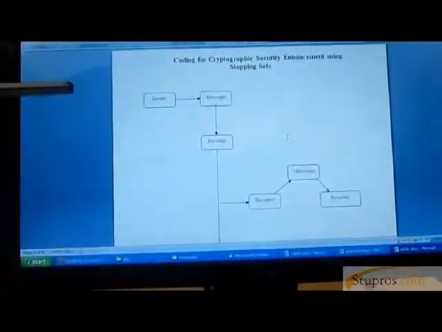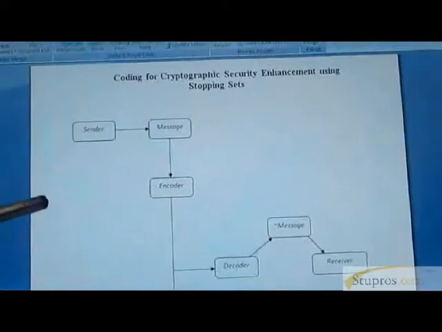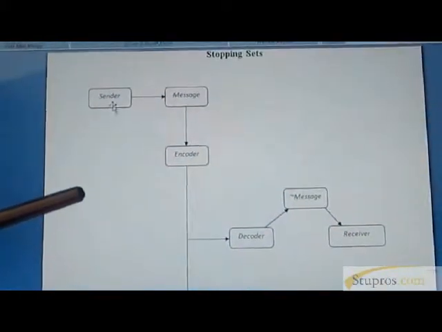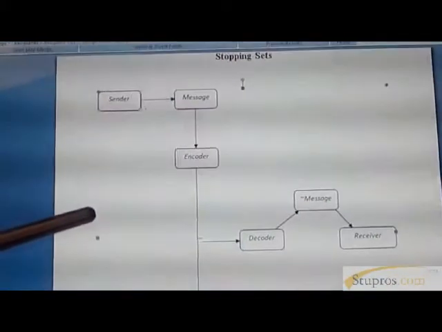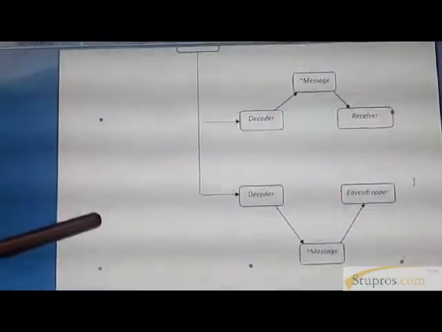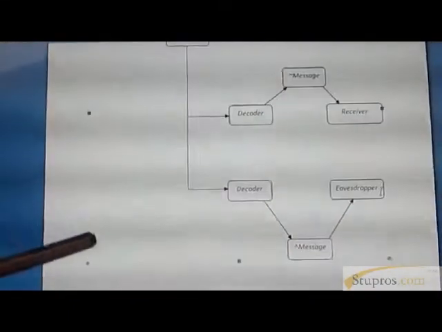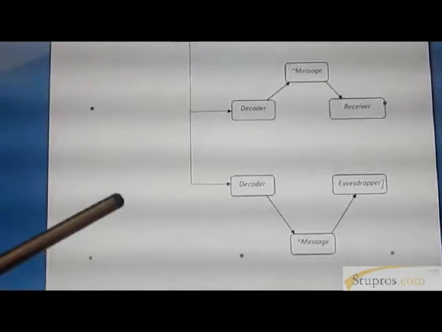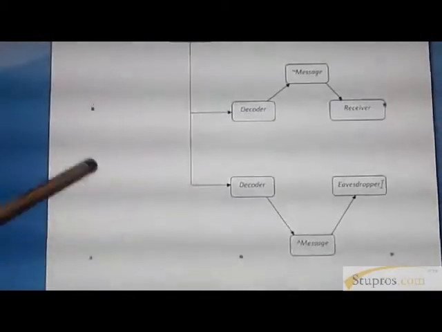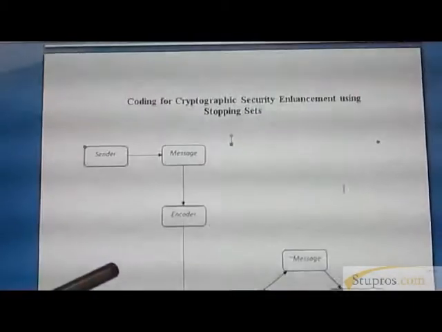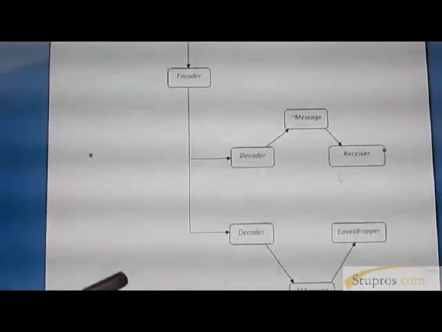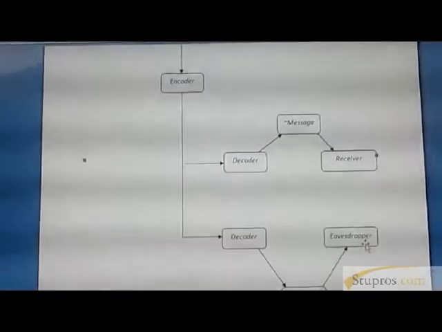In our application, I am showing one simple architecture for coding for cryptographic security enhancement using stopping sets. As I said, we use three applications: sender, receiver, and eavesdropper. The eavesdropper is a hacker, but is also a user. They also use stopping sets, meaning a decoder, to decode the data. From the sender we transfer the data to the receiver, and it also reaches the eavesdropper side.